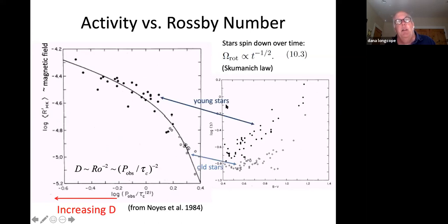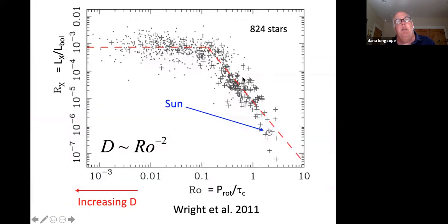Okay, and so these are the young stars out here, magnetically active, rotating fairly rapidly, and these open circles are the older stars. And then again, here's another way of plotting color versus magnetic activity. So we see some real evidence of this.